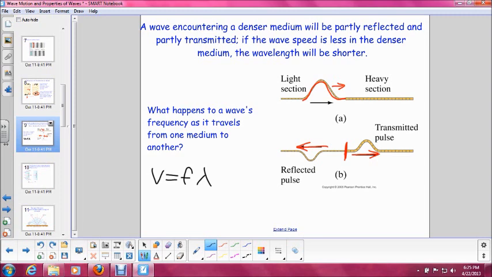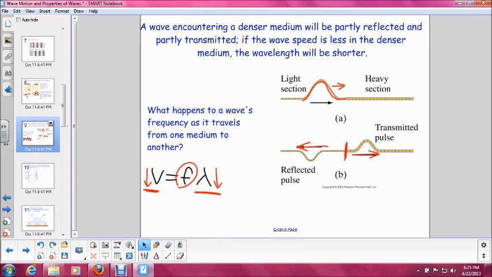If a wave slows down when it gets to the denser medium, let's say the velocity goes down, the wavelength gets shorter, which means wavelength also goes down. Now, because the velocity goes down and the wavelength goes down, the frequency is unaffected.